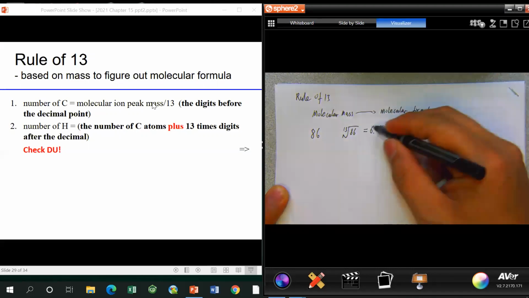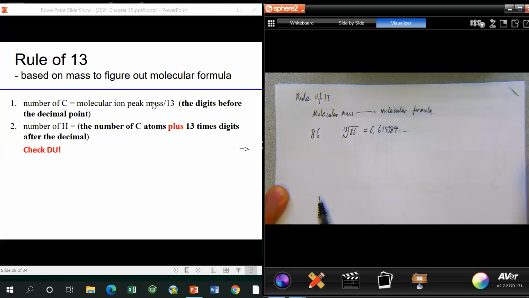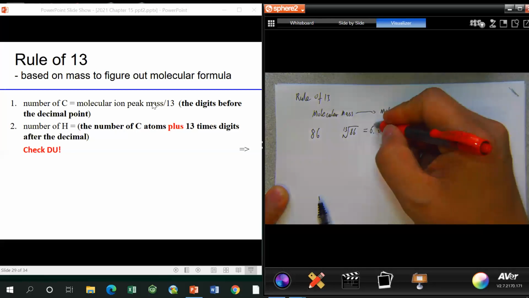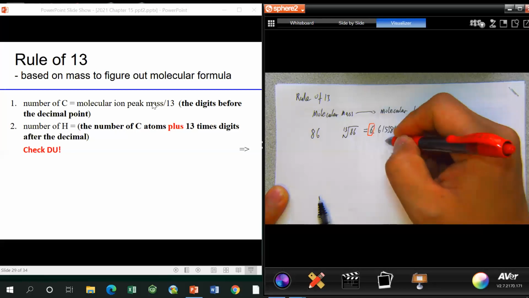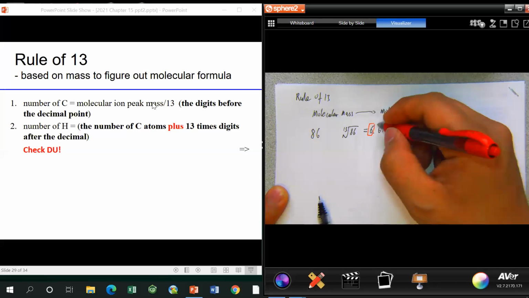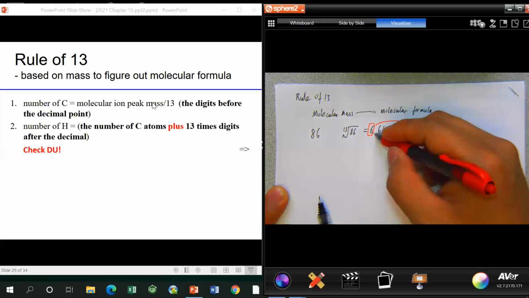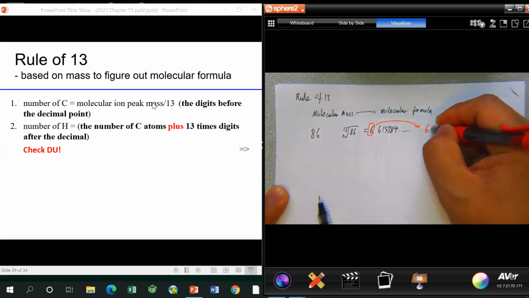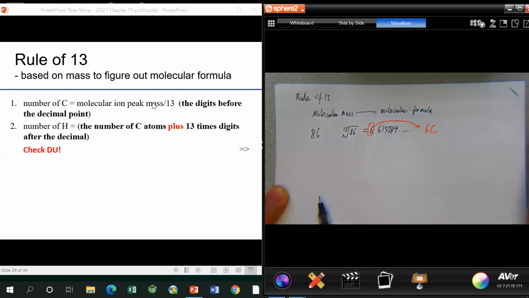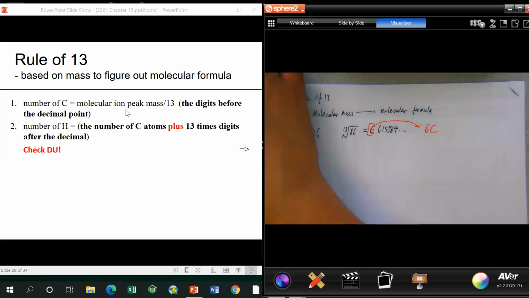Once you see this number, the digit before the point tells you how many carbons are in this molecule. So that's the 6. Before the point, that means we see 6 carbons in this molecule. That's the first step: the carbon number equals the digit before the decimal point.